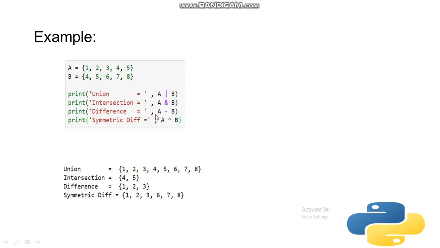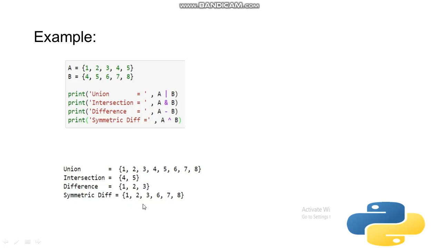Next is difference. Difference by operator minus. So I will apply A minus B. Now the difference is, what is the difference between set A and set B? Only 1, 2, 3 are different. This means in set B, 1, 2, 3 is not present. So it will give me 1, 2, 3.